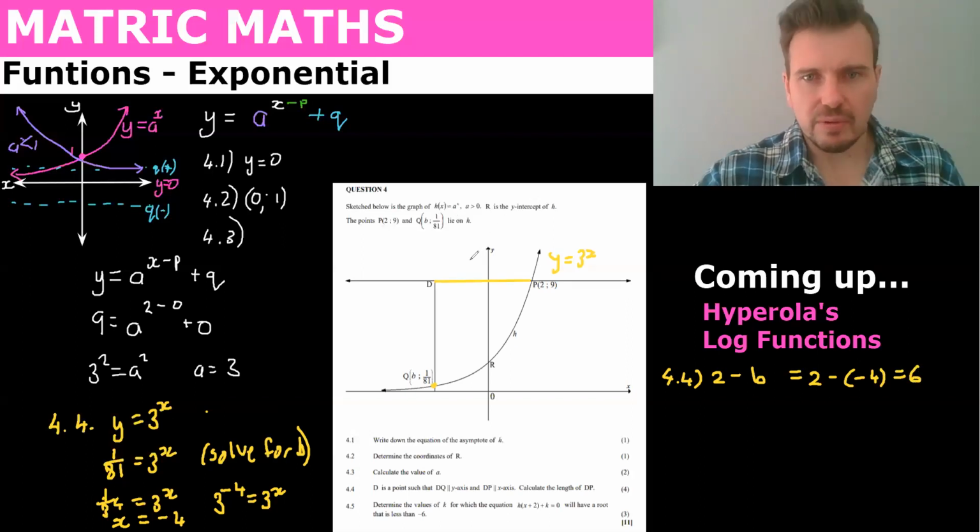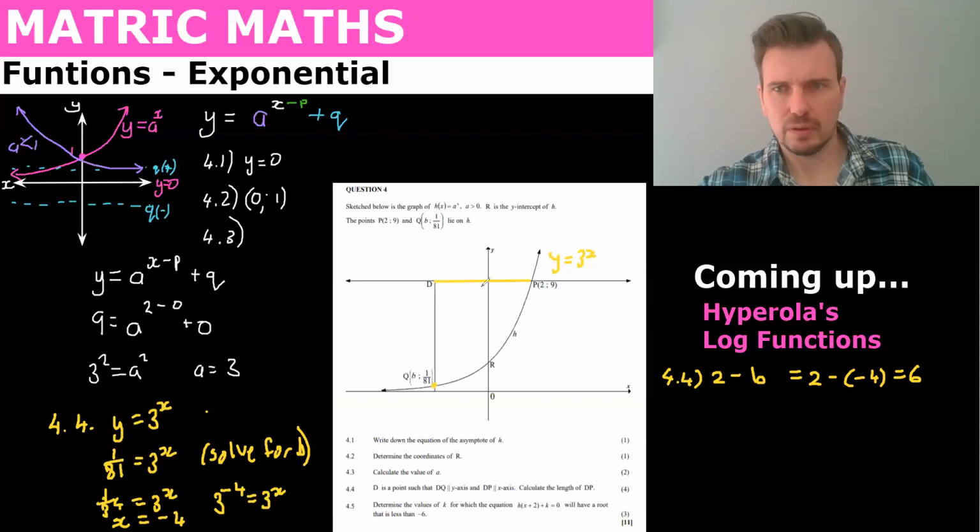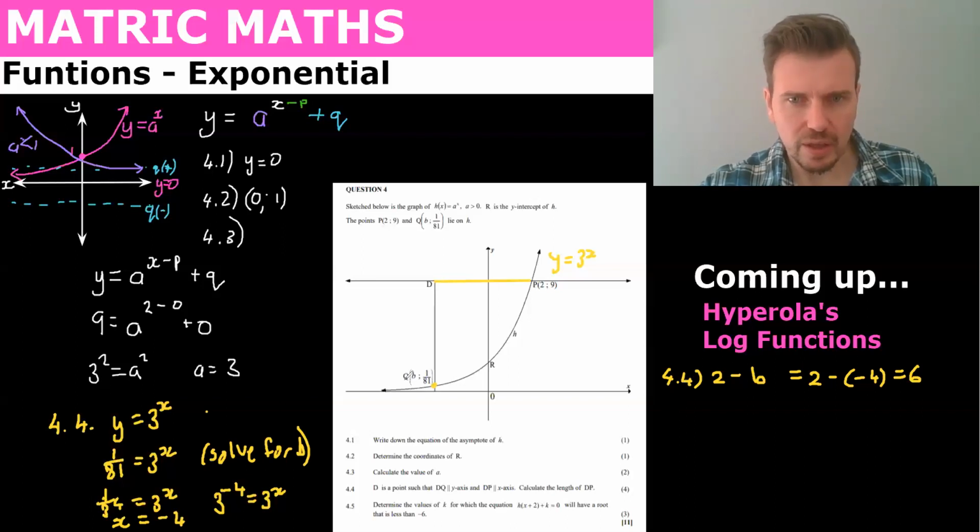Okay, now the second one says 4.5. So the 4.5 is usually the tricky question. And I'm going to do that in light blue. So what have they asked? h of x plus 2 plus k is equal to 0. Okay, so this was our h of x. And they're saying plus 2.